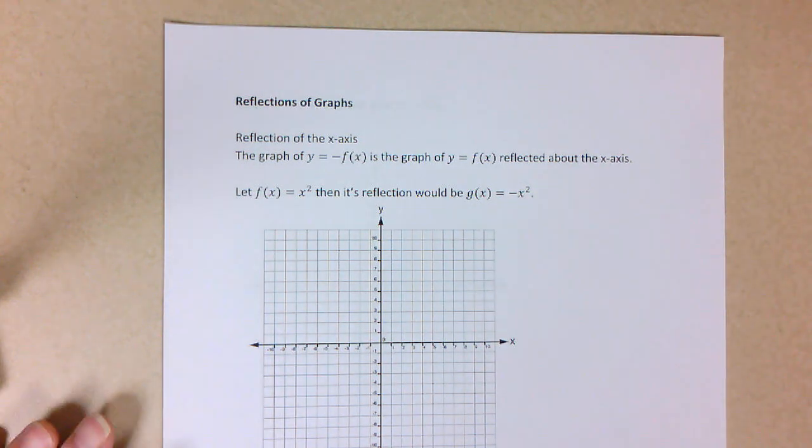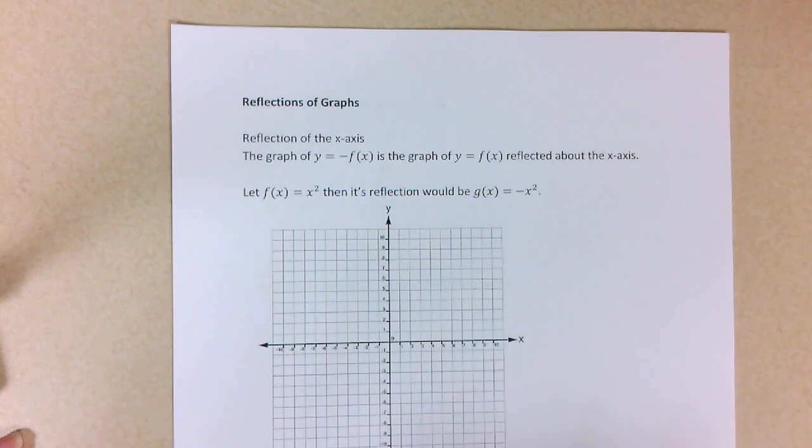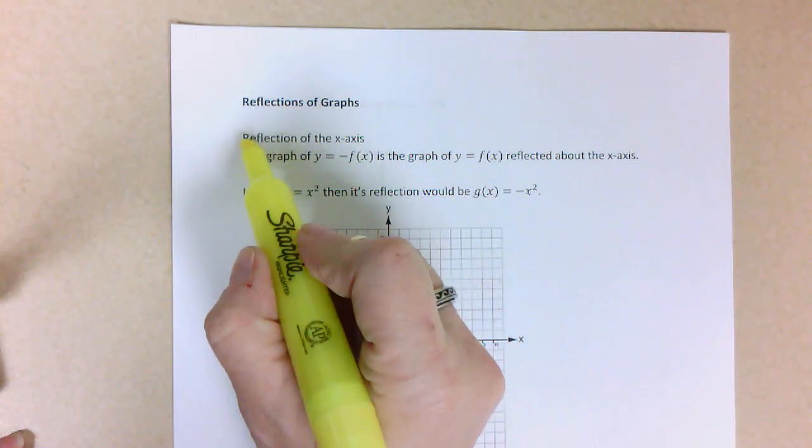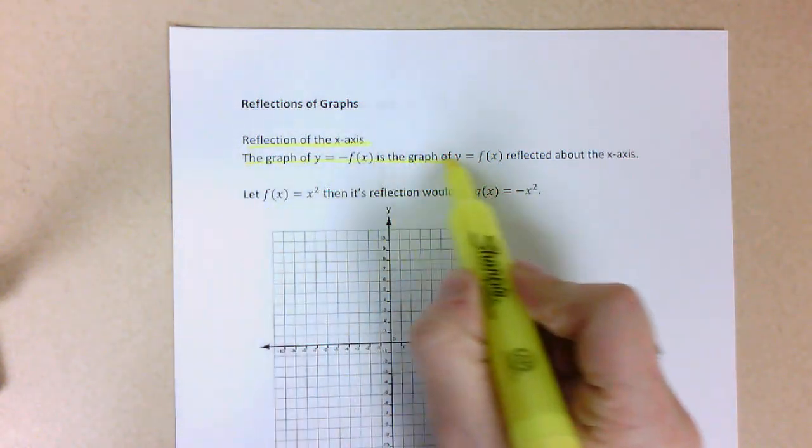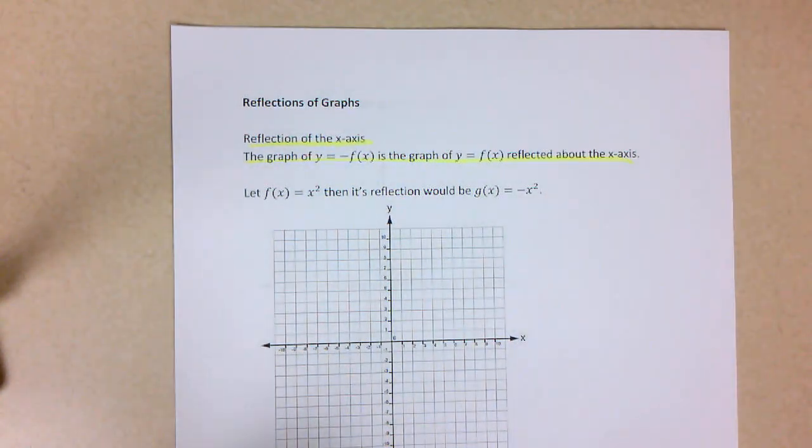Okay guys, now let's talk about reflections of graphs. So, reflections of the x-axis. The graph of y equals negative f of x is the graph of y equals f of x reflected on the x-axis. So let's do a couple of these.